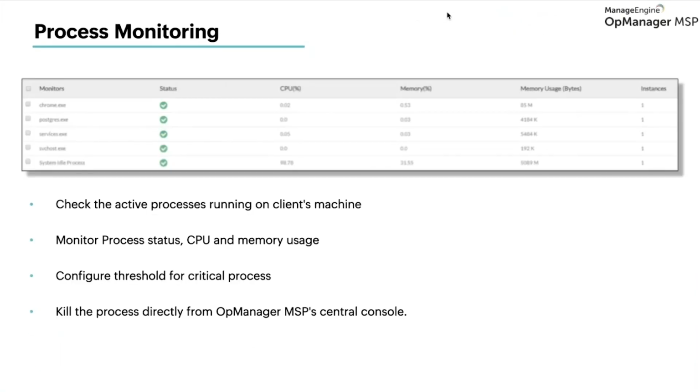Go back to the presentation. So followed by them, now we have process monitoring. Process monitoring lets you keep a close eye on the CPU being used by the processes you are running. So you can monitor current active processes running on any machine. CPU, memory, and status of that process can also be monitored, such as whether a process is down or if it is up and running fine. You can set the thresholds for all your critical processes, and you can even kill any processes if they seem to be an unwanted one from OpManager MSP itself.